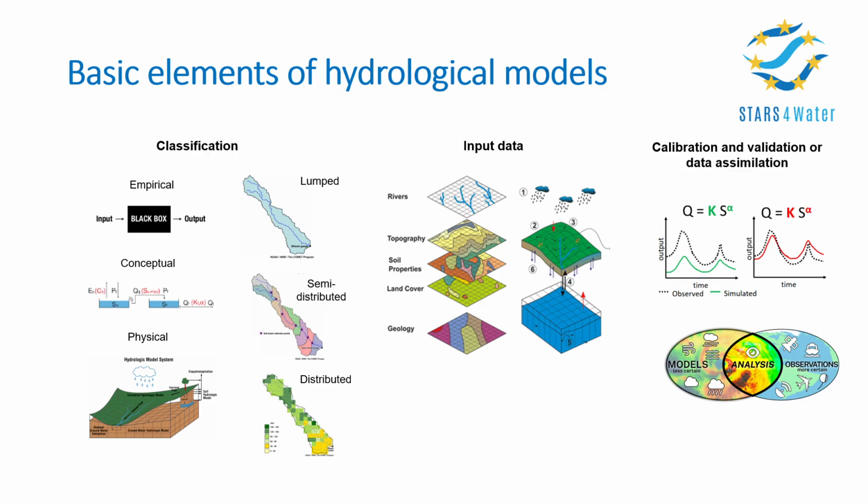In a nutshell, hydrological models are a mathematical representation of the water cycle. They can be categorized by their complexity, from empirical, using a statistical relationship, conceptual, using simplified physical concepts, and physical models, which solve physical equations.